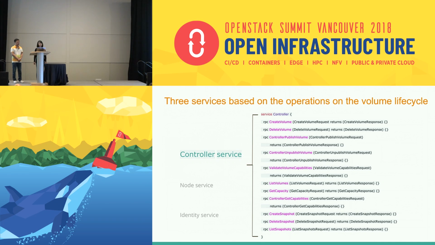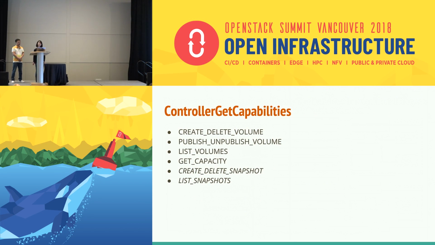Controller service has RPCs for create volume, delete volume, controller publish, unpublish volume, validate volume capabilities, list volumes, get capacity, controller get capabilities, and create delete snapshot and list snapshots. So controller has capabilities to create delete volume, publish unpublish volume, list volumes, get capacity, and create delete snapshot, list snapshots.